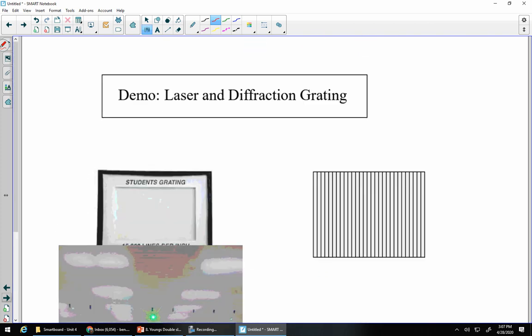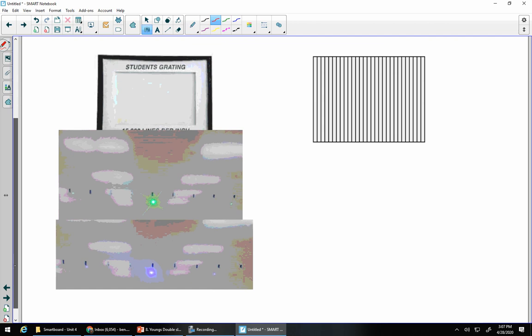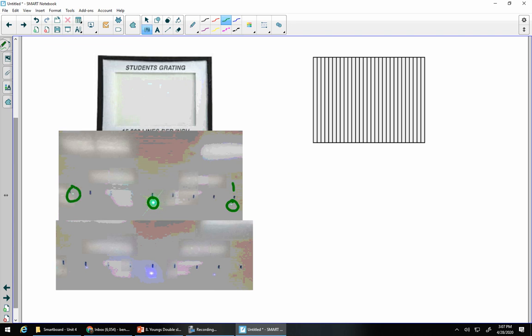Cool. Very good. So again, I've got these same pictures that we've looked at, the green laser pointer and the blue laser pointer. With the green, I've got my central maxima here and my first order maxima here and here. And same thing with the blue, I've got my central, and then my first order maxima there. So that's what it would actually look like on the screen.